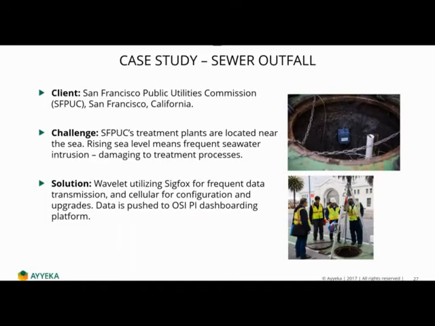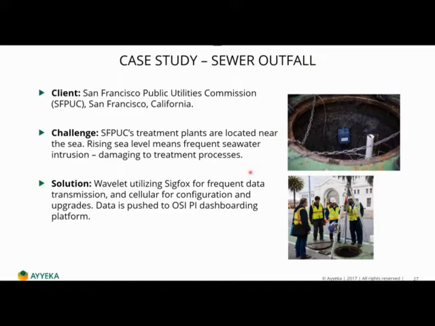This is the installation of Sigfox-enabled devices from Ayyeka in San Francisco. The story there is that they have seawater infiltrating their sewers, and that's kind of a bad thing, and it kills the treatment plant, basically. So they have to monitor it, and they had to collect conductivity and level readings from the sewers. Here at the bottom, you can see the installation process.